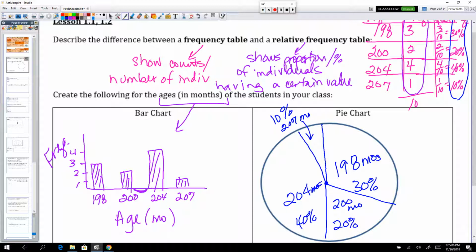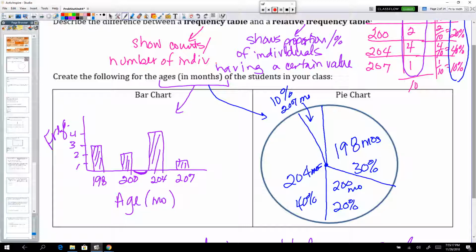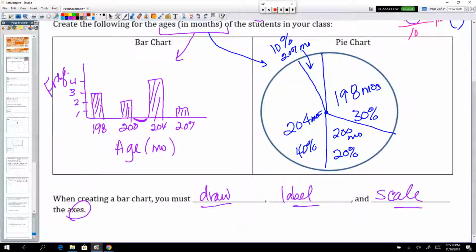And we would label this chart the same as the other one, right? Ages and months. And we would make sure that we labeled all the different sections, okay? Especially if you've got callouts. Alright, that is a review from a long time ago. You guys should be very, very comfortable with these. Please make sure that you do those 3 steps when you're doing your axes.